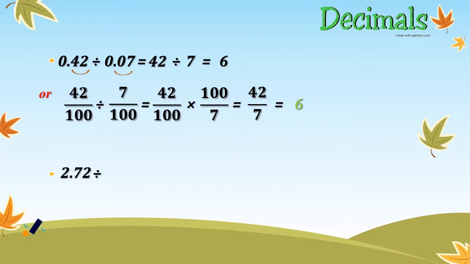Now what if I have 2.72 divided by 8 tenths? What should I do? I must make the divisor a whole number. The divisor here is 8 tenths, so I need to move the decimal point one place. One place means 10, so I will multiply by 10. Only the divisor? No, the dividend too. I will multiply the dividend and divisor by 10. The answer will be 27.2 divided by 8.